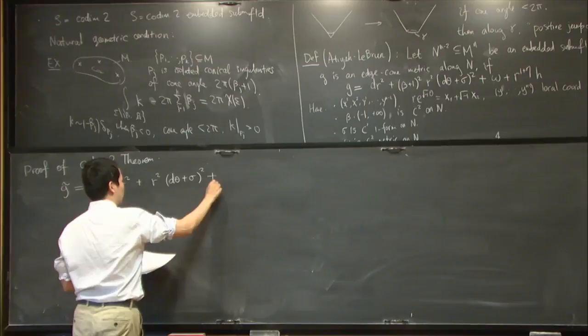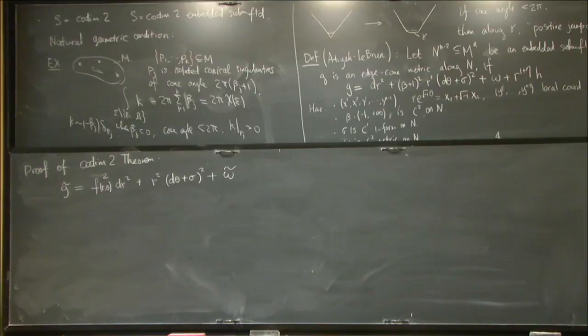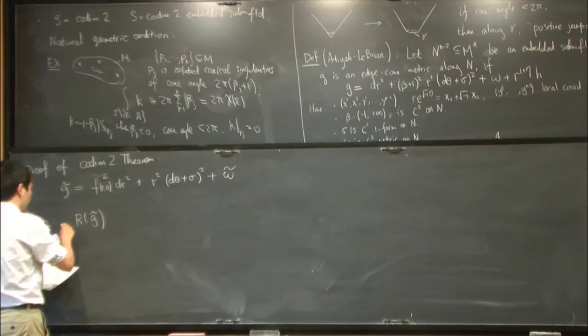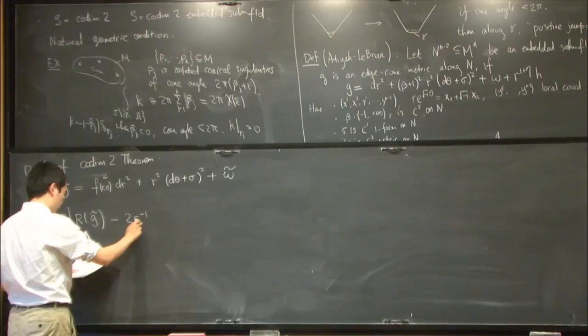Okay, so you throw in everything there into, generally speaking, let's just call it a metric omega. All right, so let's calculate the scalar curvature of this metric. Then the important lemma, well, let me write it as a proposition, is that the scalar curvature of G tilde satisfies the following thing, namely r to the 2 minus eta, where eta is a small factor, times the scalar curvature minus twice r inverse F minus 3 d_r F is less than or equal to some constant.